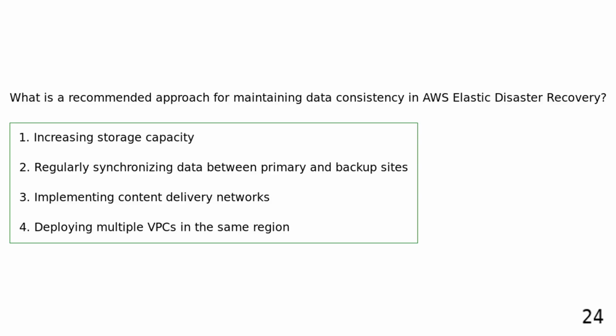What is a recommended approach for maintaining data consistency in AWS Elastic Disaster Recovery? Increasing storage capacity. Regularly synchronizing data between primary and backup sites. Implementing content delivery networks. Deploying multiple VPCs in the same region.